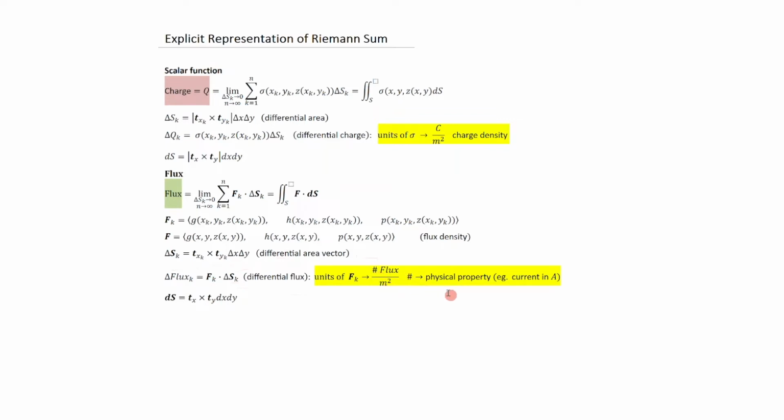So in this particular example, the property could be the current in amps, for example, in which case this really ought to read current flux. Normally they would say current, but in actual fact, we would say current flux. That way you know that we're dealing with a vector field rather than a scalar. So the word flux tells you vector. All right, in the limit, the delta sk becomes ds, and it will be just tx cross ty dx dy.